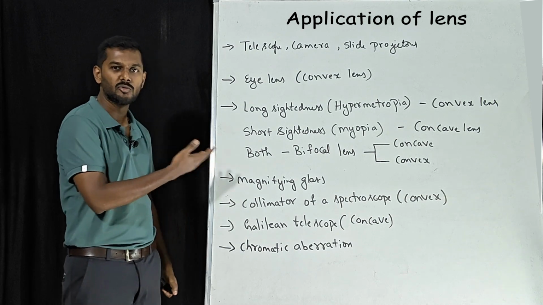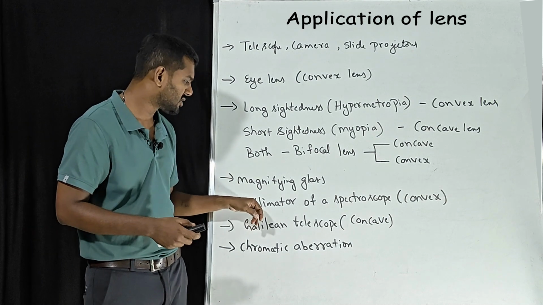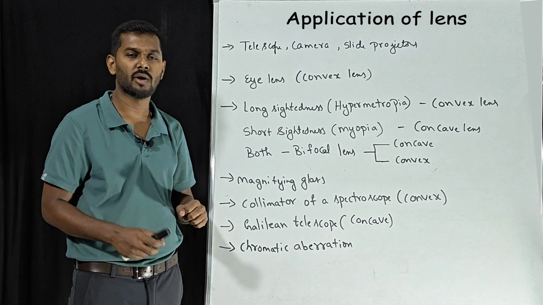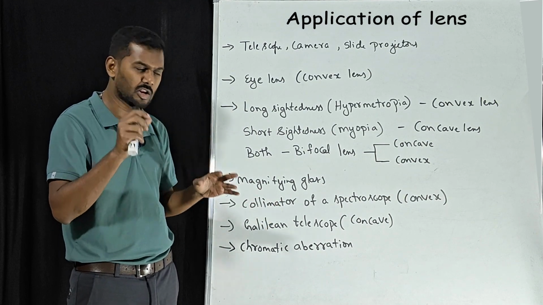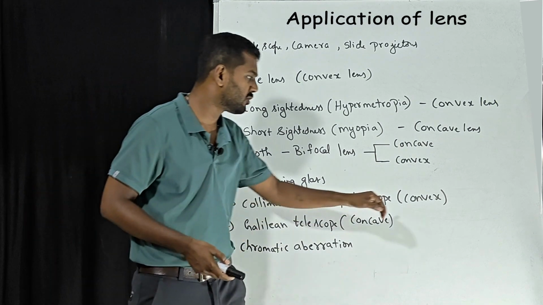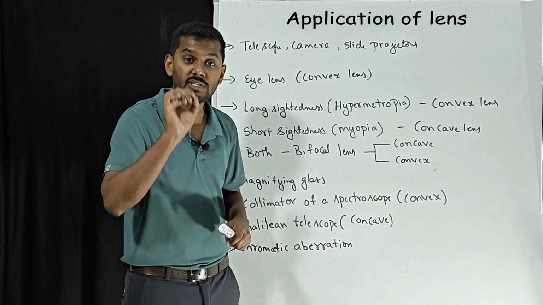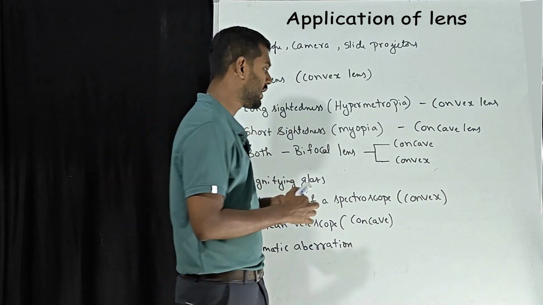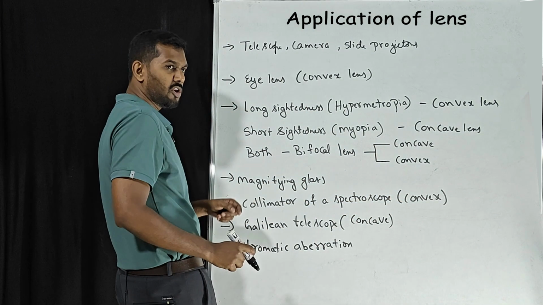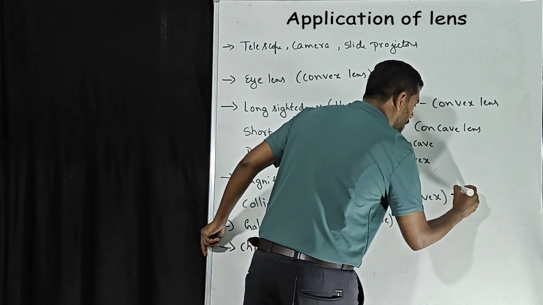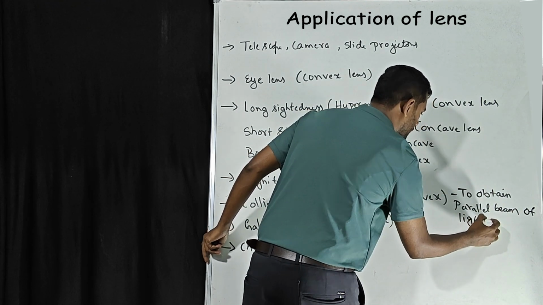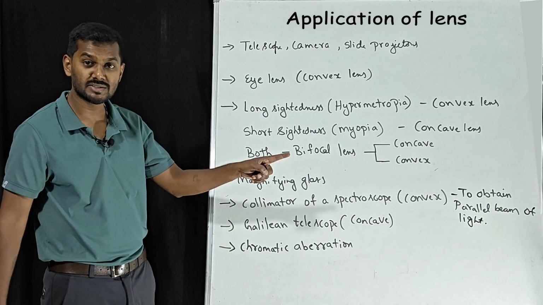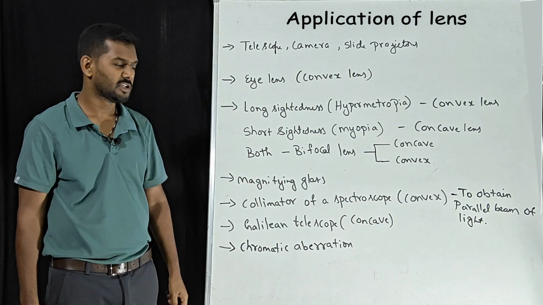We know the use of magnifying glass, correct? Next, collimator of a spectroscope. In a spectroscope there will be a part called the collimator. In that collimator we are using convex lens just to get a parallel beam of light. Why are we using convex lens in the collimator? To get the beam of light. This is the function of convex lens in the collimator of a spectroscope.